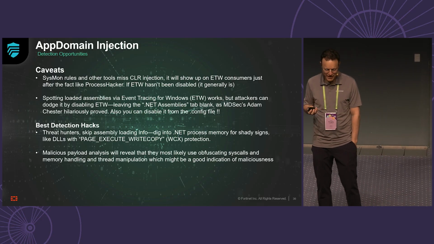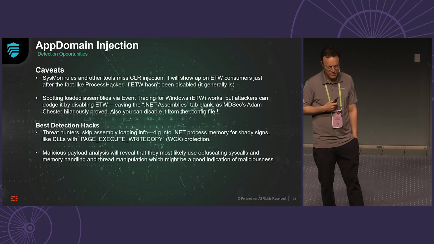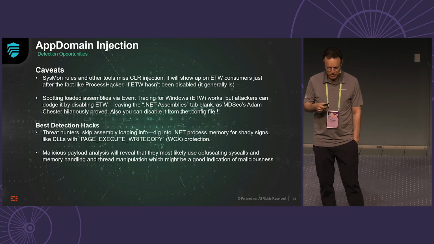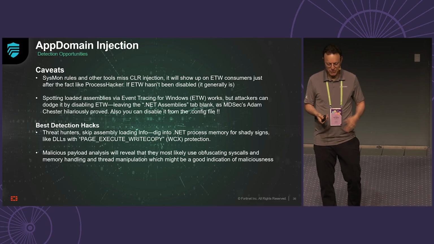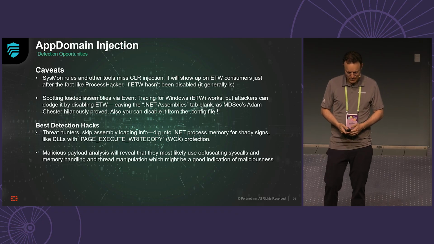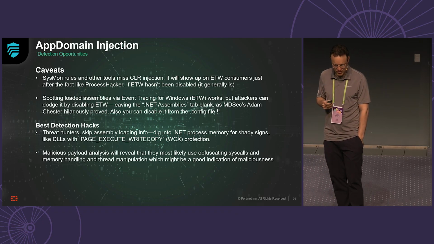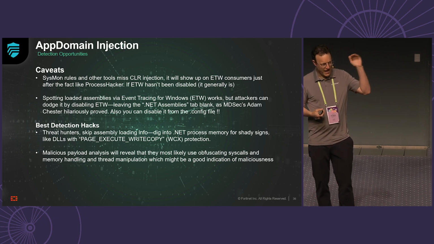So, AppDomain injection detection opportunities. It's a little bit complicated, this one, because Sysmon rules and other tools miss CLR injection. So it will only show up in ETW consumers just after the fact. ETW can easily be disabled, and it generally is. So spotting loaded assemblies in Event Tracing for Windows works, but attackers can disable it, as in the XML.